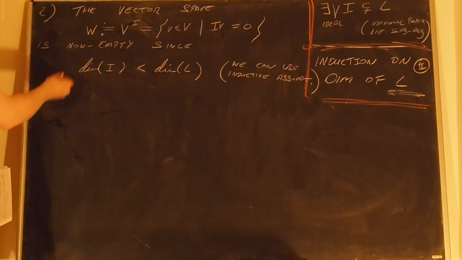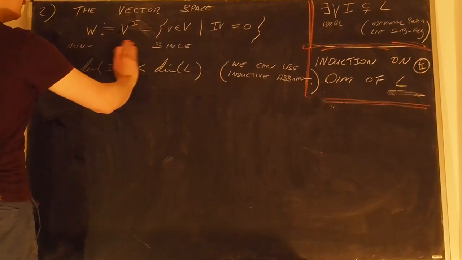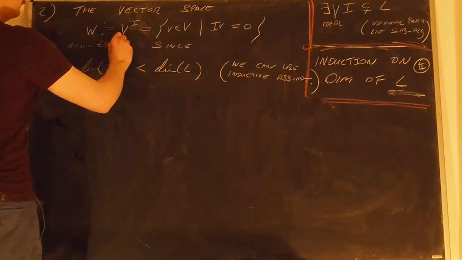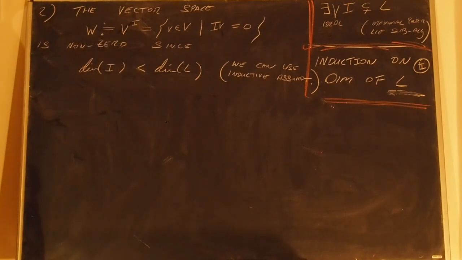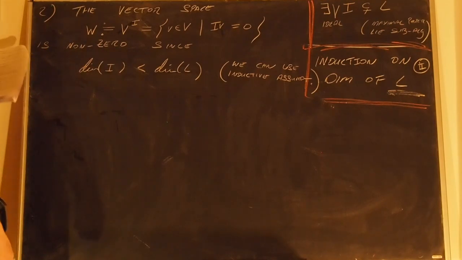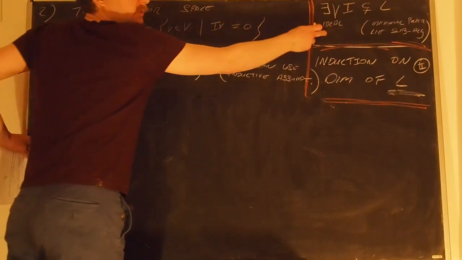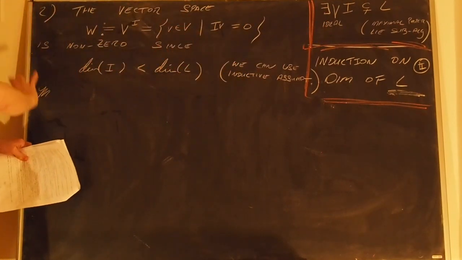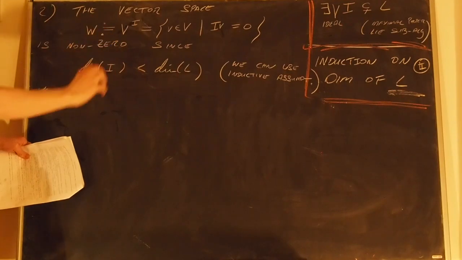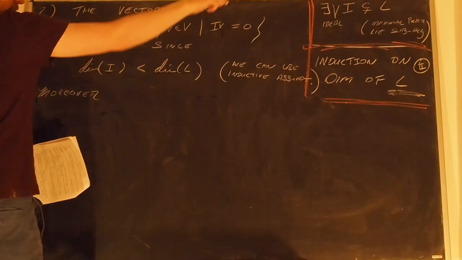Good. So this thing is non-empty, non-zero, I should say. Because clearly, that would be true if zero was in there. Moreover, this doesn't use this yet, okay? We haven't used this yet. This is just from the inductive assumption. And now this is where we're going to use this guy here.